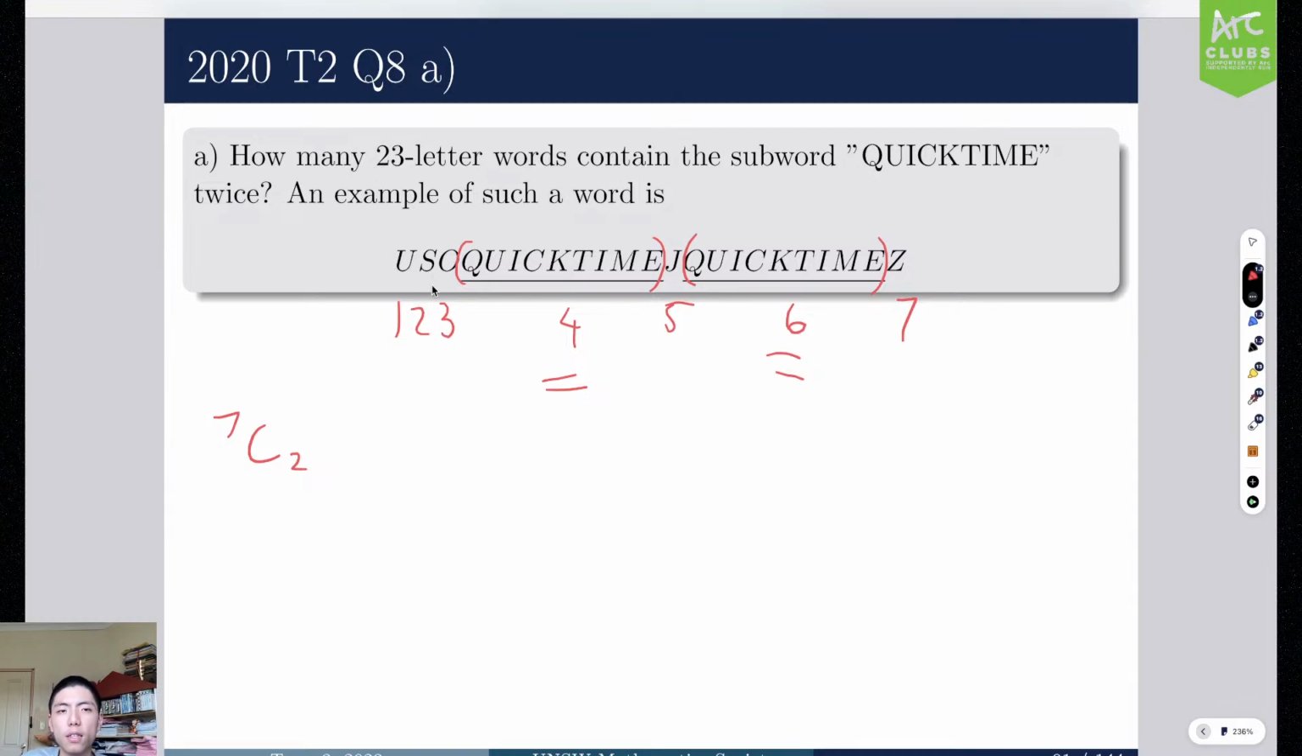So that means that there are 5 letters that are left over, and where each position can have 26 possible letters, all we need to do is multiply 26 by itself 5 times, right? Because each position can have 26 letters in it. So after we choose the 2 locations to put the QuickTime packages in, then we have the 5 letters left over, 26 possibilities for each, and this is our answer.